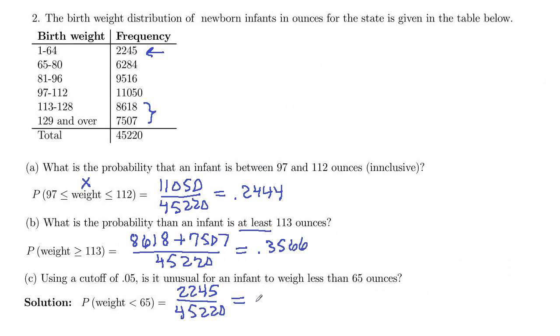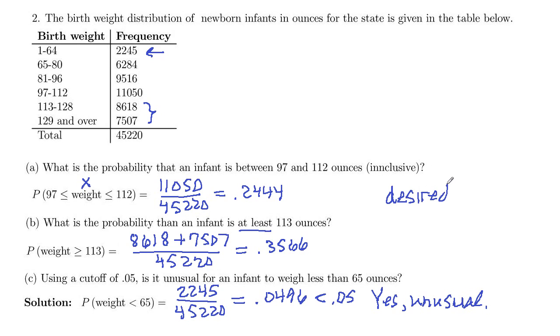0.0496, and the important thing about that is it is less than 0.05. So yes, this would be unusual. If it was greater than 0.05, it would not be unusual. So again, when you have an equally likely sample space, you can use desired outcomes out of total outcomes. It's what you're interested in divided by the total outcomes.